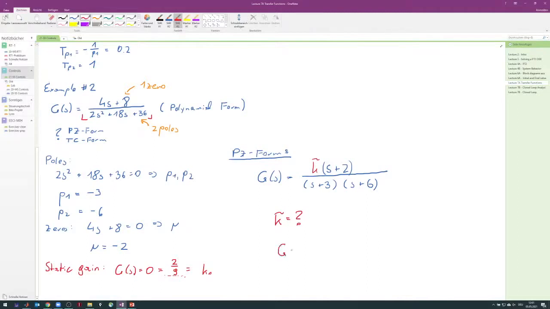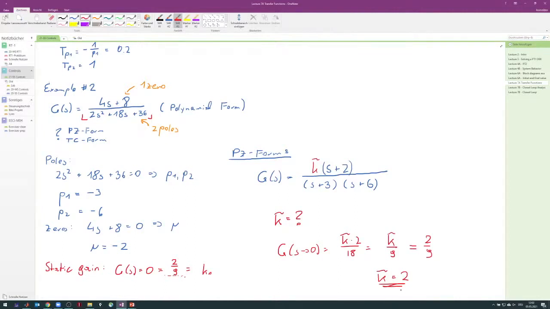If you do g of s going to 0, we have k tilde times 2 over 18, which is nothing but k tilde over 9, right? And this needs to be equal to k0, which needs to be 2 over 9. So k tilde needs to be 2. Yes. So the final answer was right.